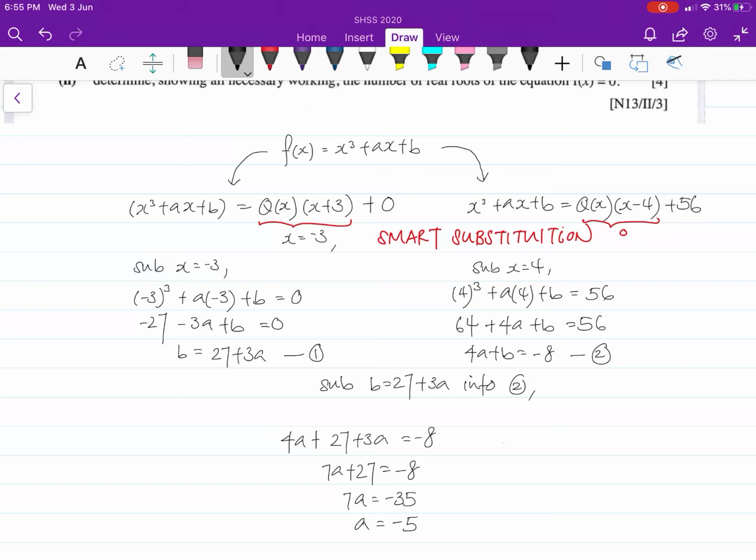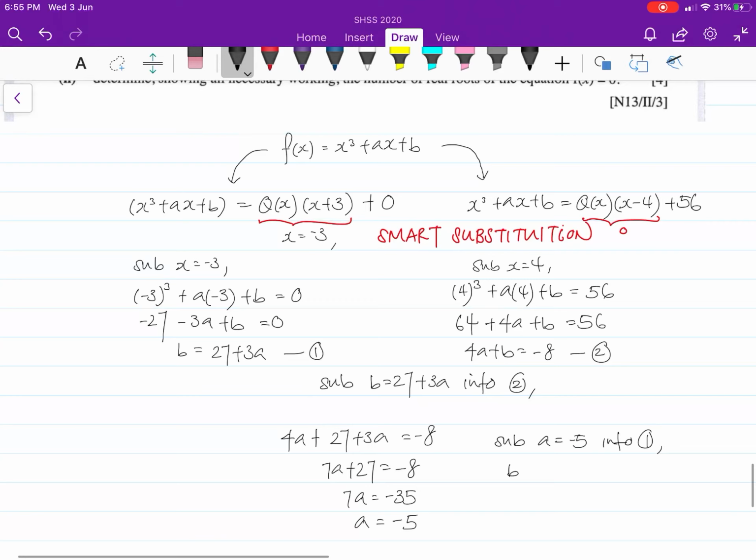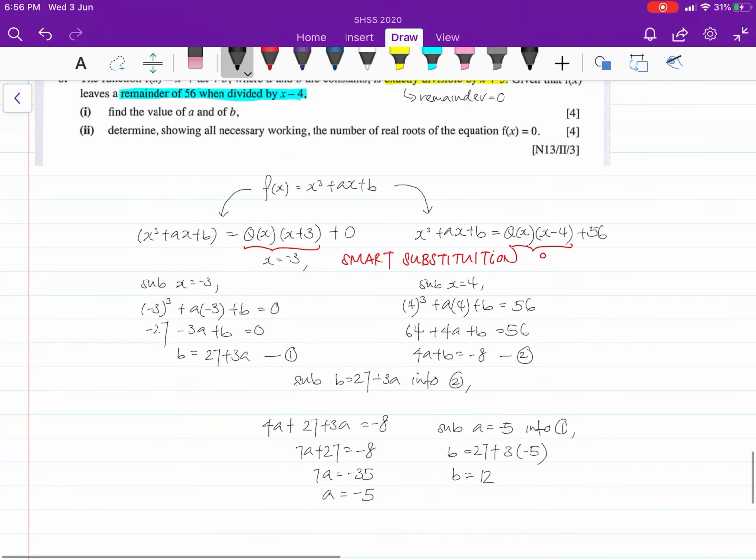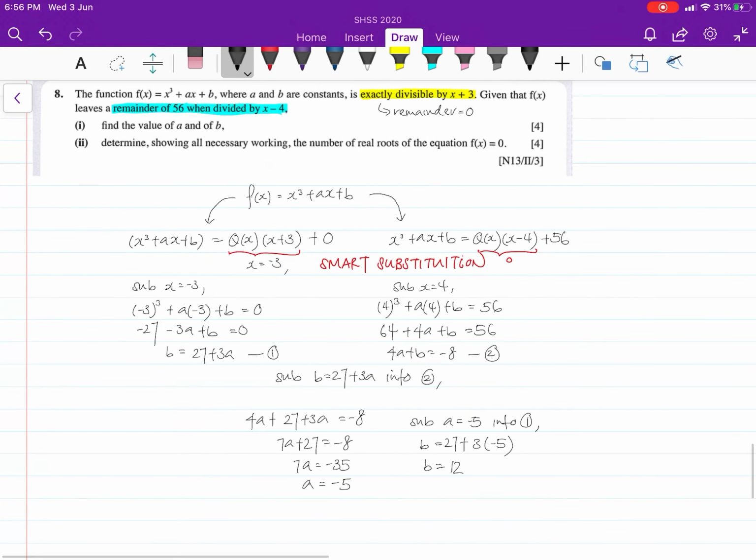Alright, substitute a equals negative 5 into equation number 1. And I have b equals 27 plus 3a. That's 27 minus 15, which is 12. So I got my values of a and b. a is negative 5 and b is 12. That's it. Now, this is part 1.